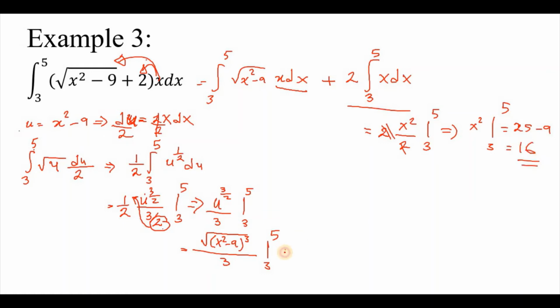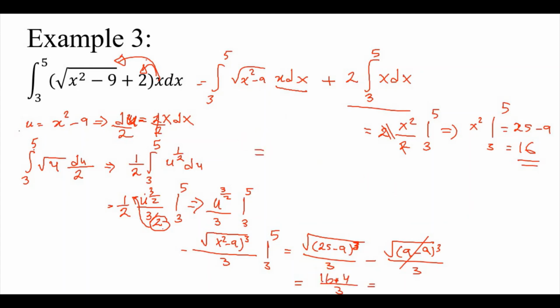So in this case, I'm going to find the answer. This is going to be the square root of 25 minus 9 all cubed over 3, minus the square root of 9 minus 9 all cubed over 3. This is equal to 0, and this is 16 cubed under the square root, which is going to be 16 times 4 over 3. So the final answer should be 64 over 3 plus 16.